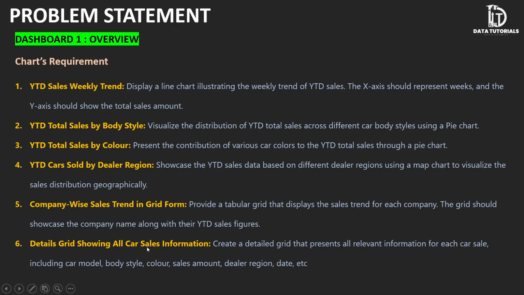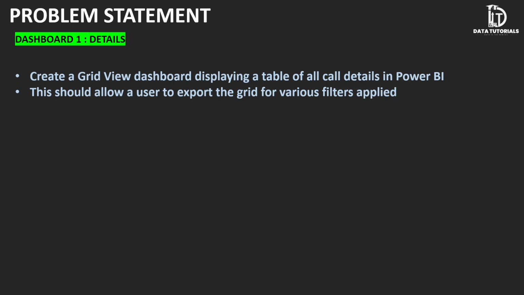That grid which we are going to design is in the dashboard. In dashboard 2 we are going to create a grid view, a dashboard displaying a table of all the car details in Power BI. We will display the whole grid, and we will be able to export it using different filters if we want to apply them, or if you don't, we can completely export it and share it with our stakeholders or our different dealers.